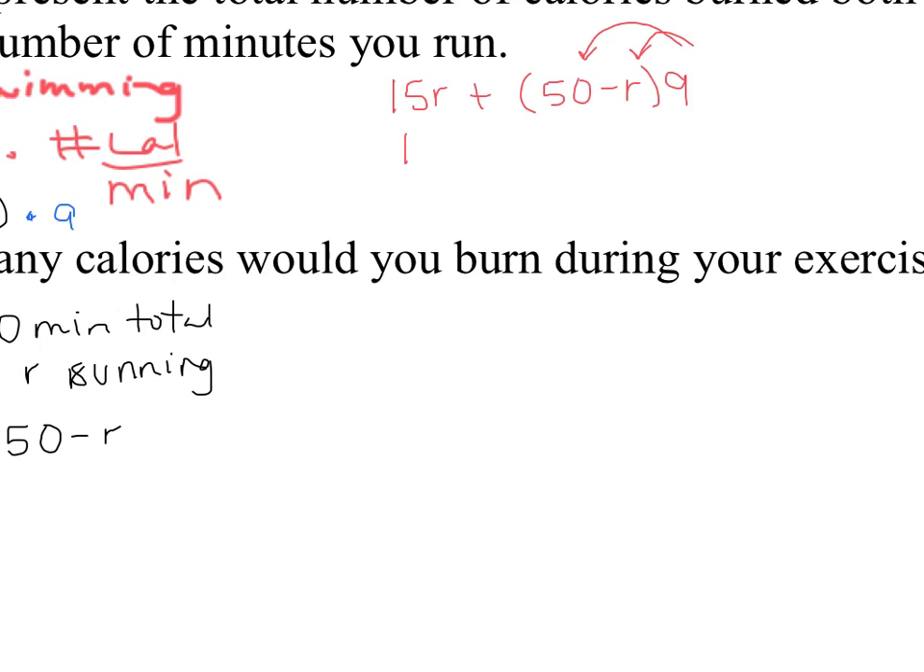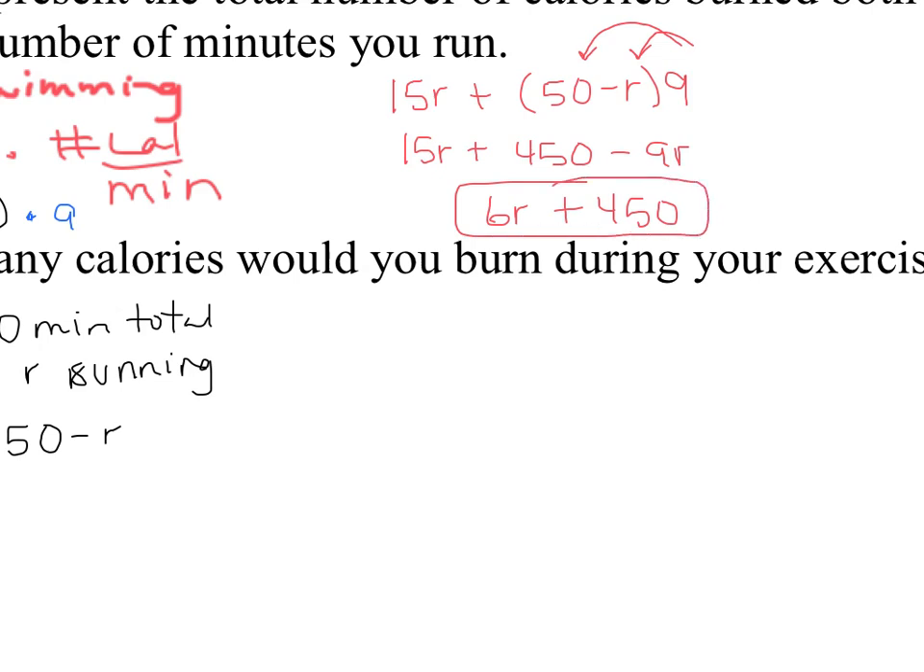So I have 15r plus 450 minus 9r, and then if I combine like terms, 15r minus 9r is 6r plus 450. So here's my expression that can represent the total amount of calories I burn if I run and swim for a total of 50 minutes. So that's the expression that I'm going to use.